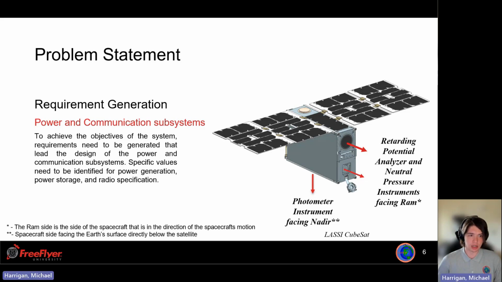Specifically, we're going to focus on power generation, power storage, and the radio specification. On the right here, you can also see a mocked-up image of what we believe the satellite will look like, as well as the location and pointing direction of the payloads.